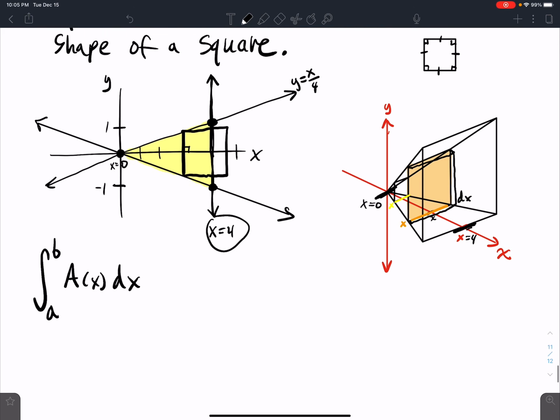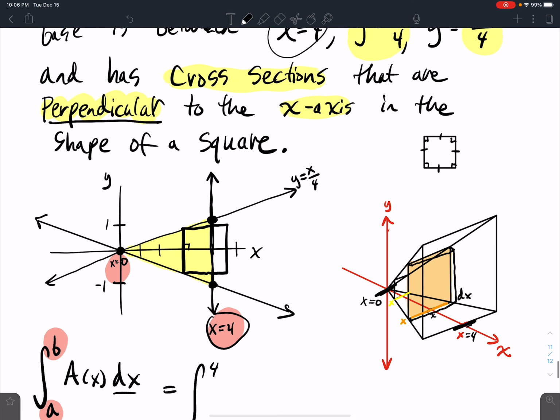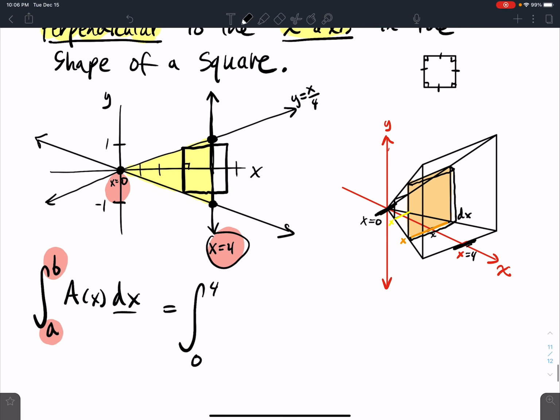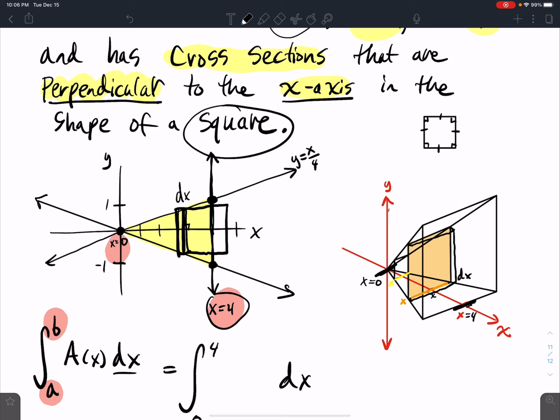So really all we've got to do is figure out what a and b are, which we know right now are 0 and 4. Okay, so we've got that: integral from 0 to 4. We know we're integrating with respect to dx because we're perpendicular to the x-axis. So we have dx slices perpendicular to the x-axis. And the area function is the area of a square.